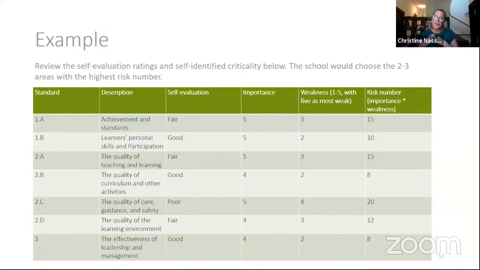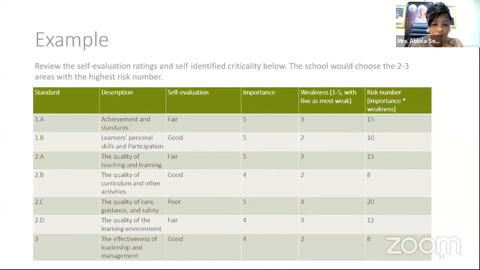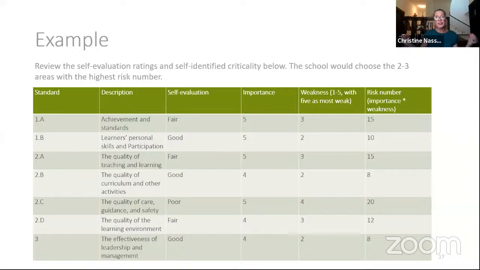So if I'm the proprietor or the principal at Imaginary School, I'm going to focus in on 2C, 2A, probably the quality of teaching and learning, and then 1A, achievement and standards. Some of the other things, our leadership is already good, fantastic. Quality of the curriculum and other activities, that's fine. So even though they're important, they're pretty strong. I don't need to focus too much there at this stage.